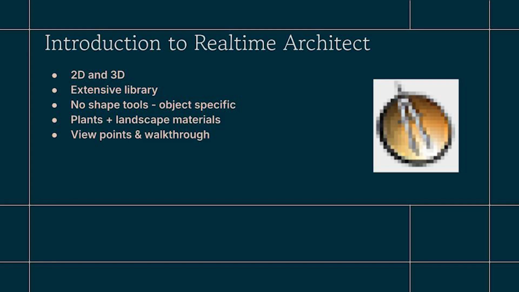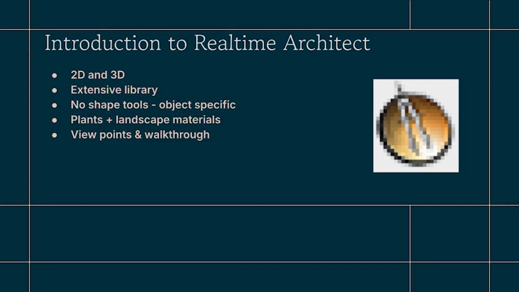For starters, it is not only available in 2D, but it also has a three-dimensional aspect in which you're able to view your design. It also has an extensive item library that we use to insert site amenities such as vehicles or lights. It, however, lacks shape tools, and the tools are object specific.